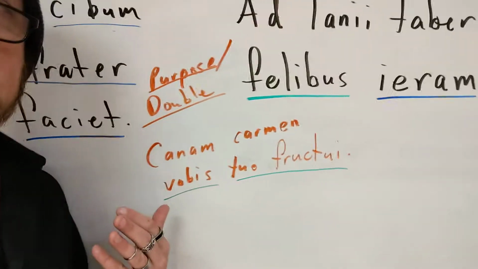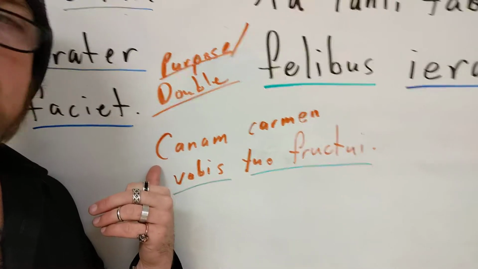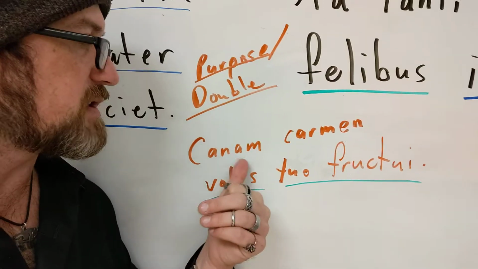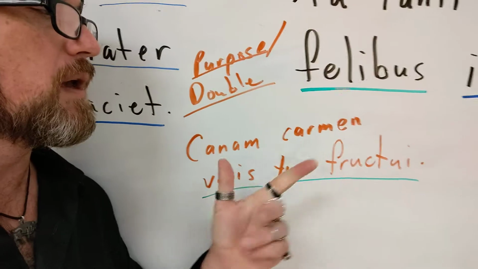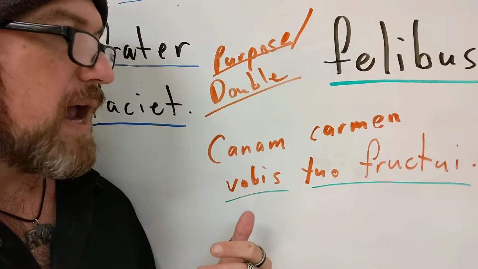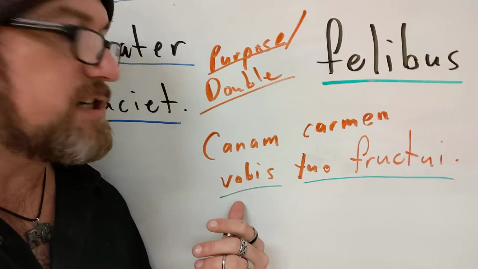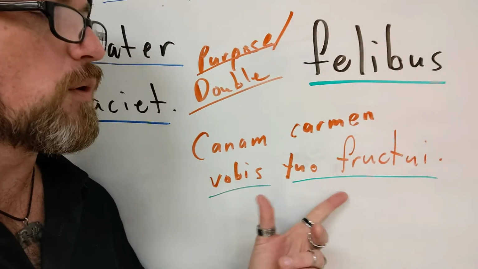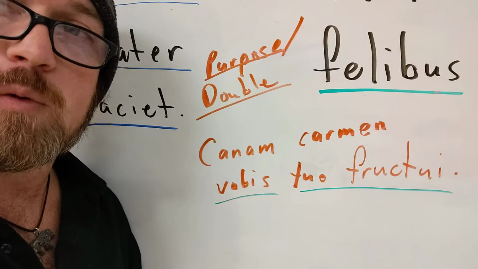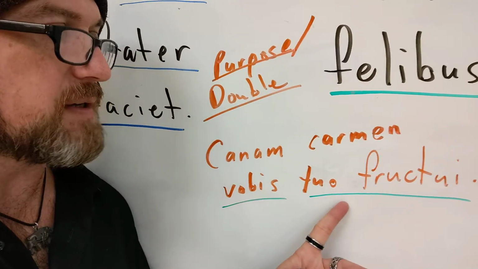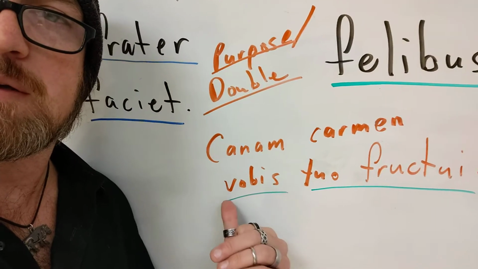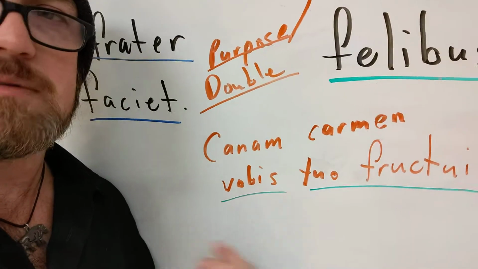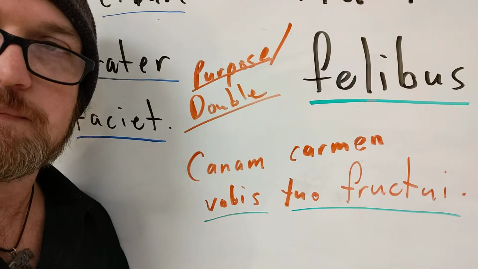So what this sentence says is, I will sing a song. So, canam carmen, that's the easy part. That's the subject slash verb or implied subject slash verb and the direct object. And then my dative of advantage here is actually the vobis. I will sing a song for you, tuo fructui, for your enjoyment. And this is the purpose for which I am singing a song for you. So this would be my dative of purpose, my dative of advantage, and together these make up a double dative.